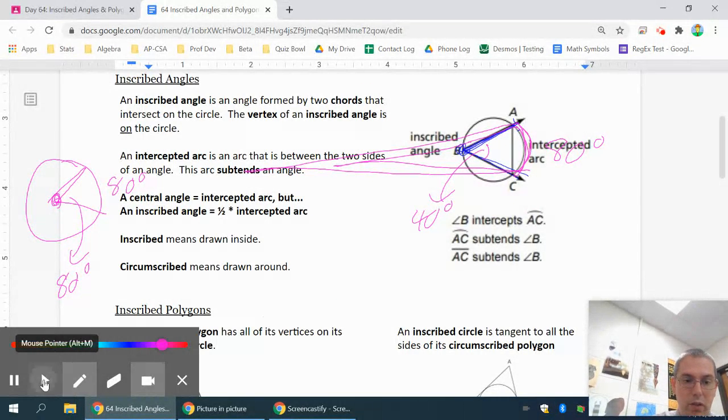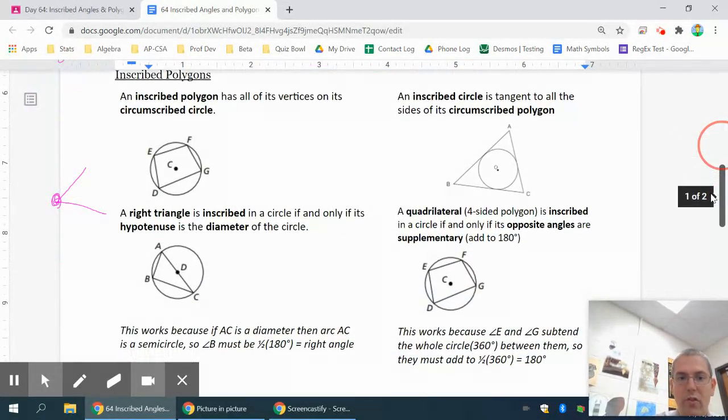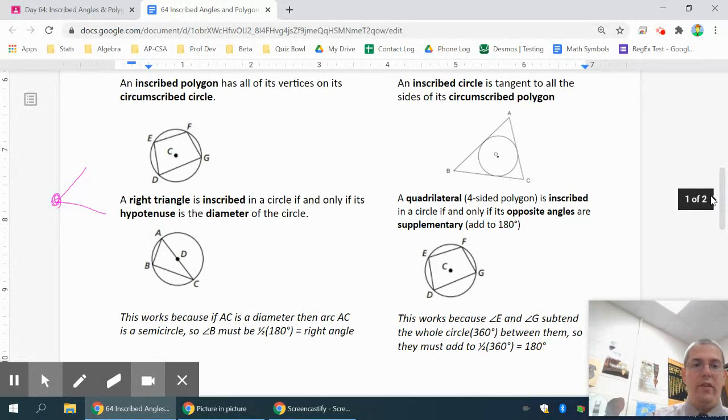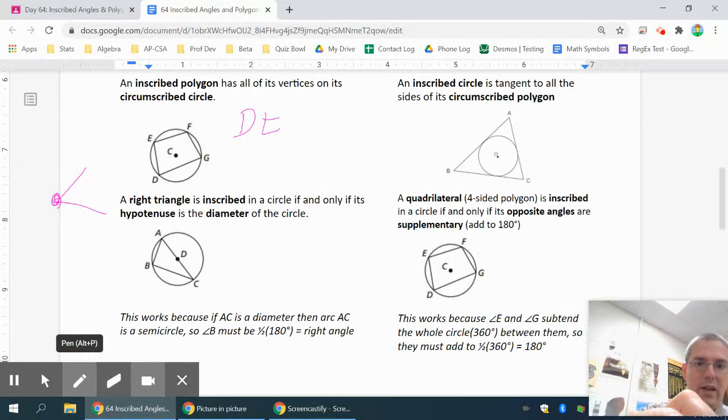One other thing we're going to be using is inscribed polygons. Let's scroll and see those. An inscribed polygon just means all the vertices are on a circle. So we would say this polygon E, F, G, D. You could start alphabetically, call this polygon D, E, F, G.